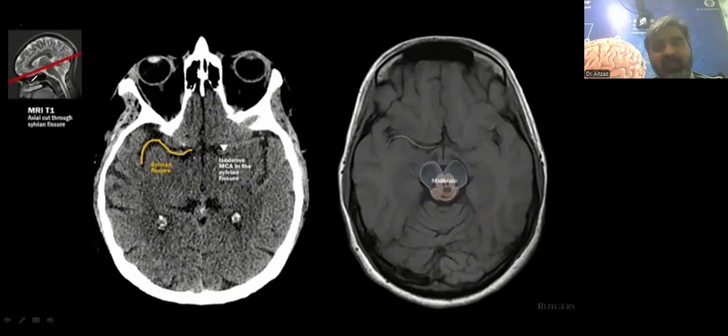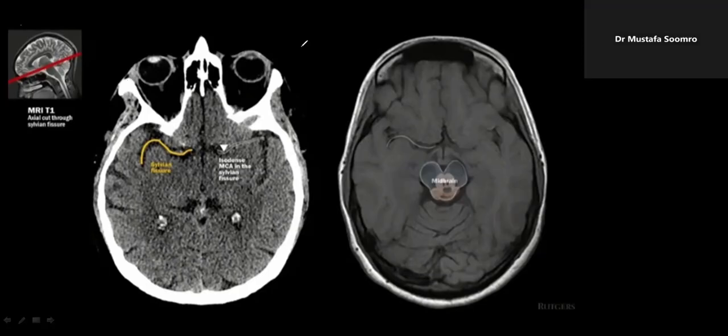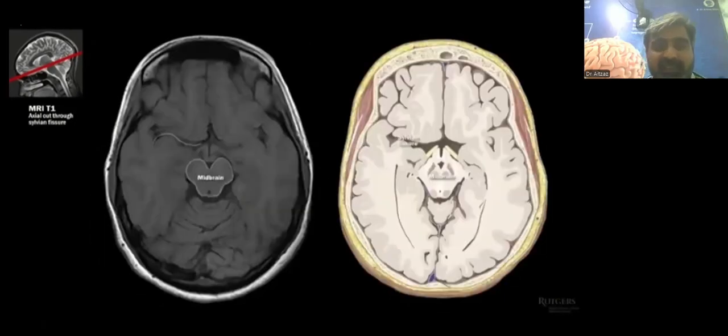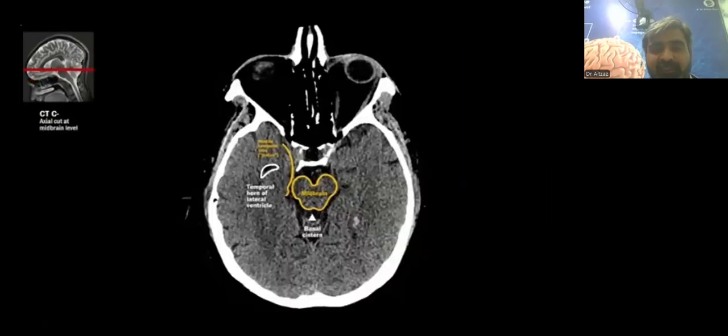So this is the cut. When you are seeing the CT scan or MRI cut, always correlate the anatomical sequence as well. When you are seeing the midbrain, mostly there could be the perimesencephalic cistern, or there could be the Sylvius aqueduct. So this is the same sequence. You can see the midbrain and the Sylvian cistern, and posteriorly we have the perimesencephalic cistern.